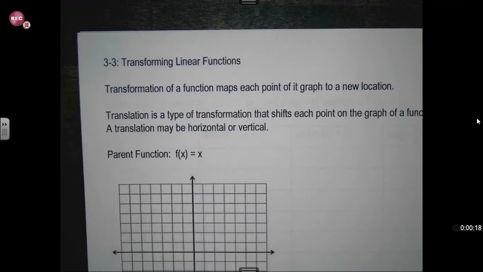Transformation is just taking the graph and moving it up, down, left, right, making it have a steeper slope, or making it have a flatter slope. Everything along those lines is a transformation. A translation is a type of transformation that shifts each point on the graph. The translation can be horizontal or vertical.